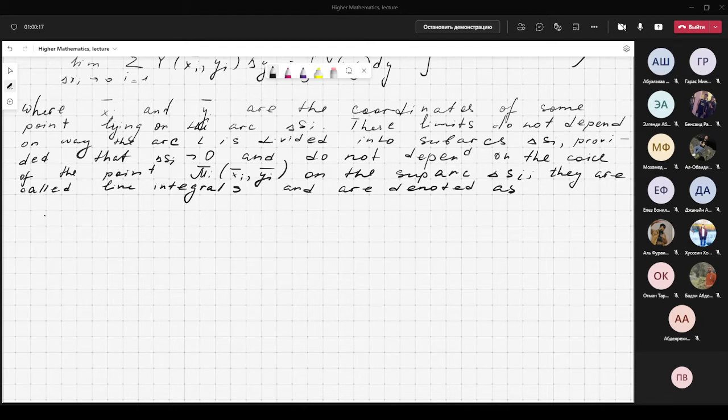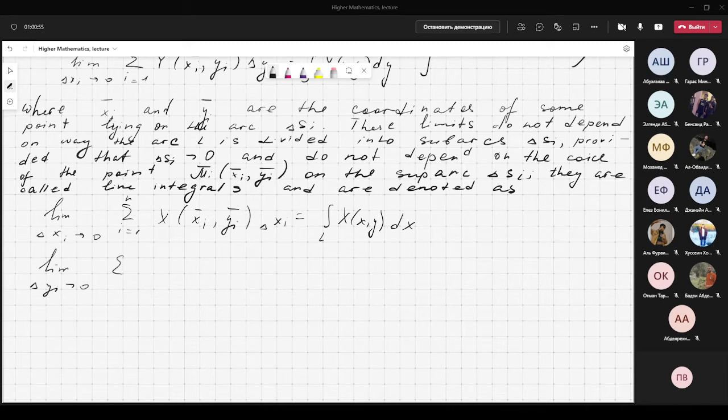the limit as delta x_i approaches 0 of the sum over i from 1 to n of X(xi_i bar, yi_i bar) delta x_i equals the integral over L of X(x, y) dx, and the limit as delta y_i approaches 0 of the sum over i from 1 to n of Y(xi_i bar, yi_i bar) delta y_i equals the integral over L of Y(x, y) dy.